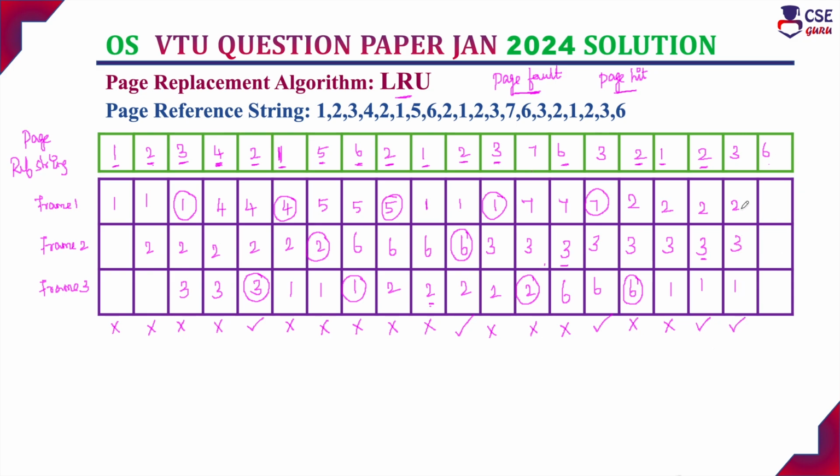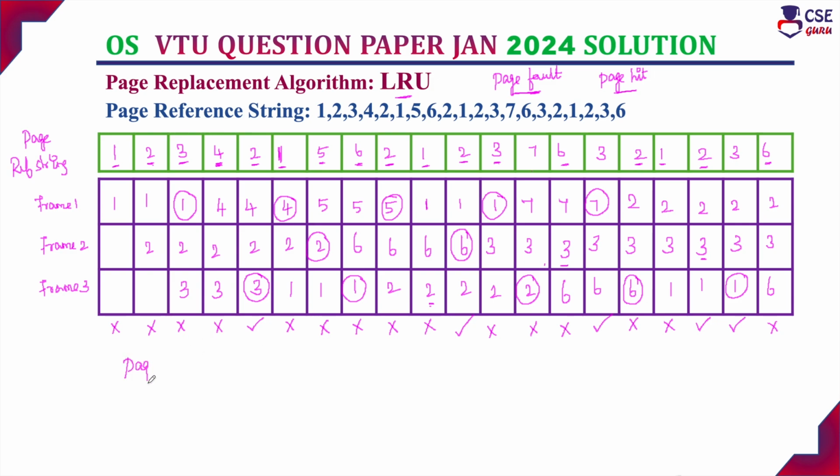And 6, it is not available in any of these 3 frames. So from 6, if you are checking, 3 is recently used. Next recently used is 2. So least recently used is 1. Replace with 6. Now you will get 2, 3, 6 in 3 frames. And this is also a page fault. Now we have considered all the reference strings. Next you need to find the page hit ratio and page fault ratio.